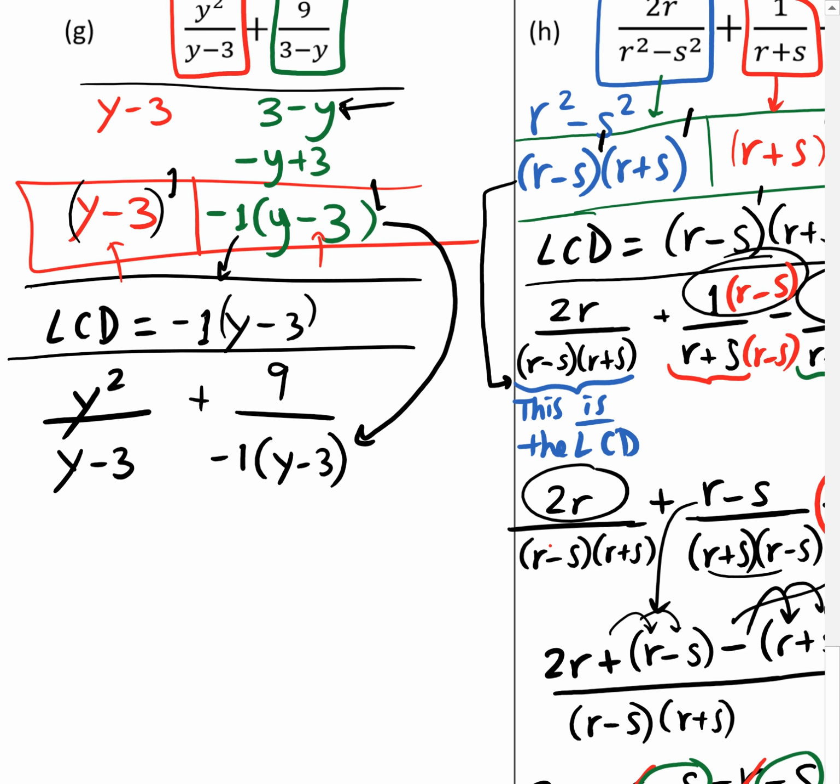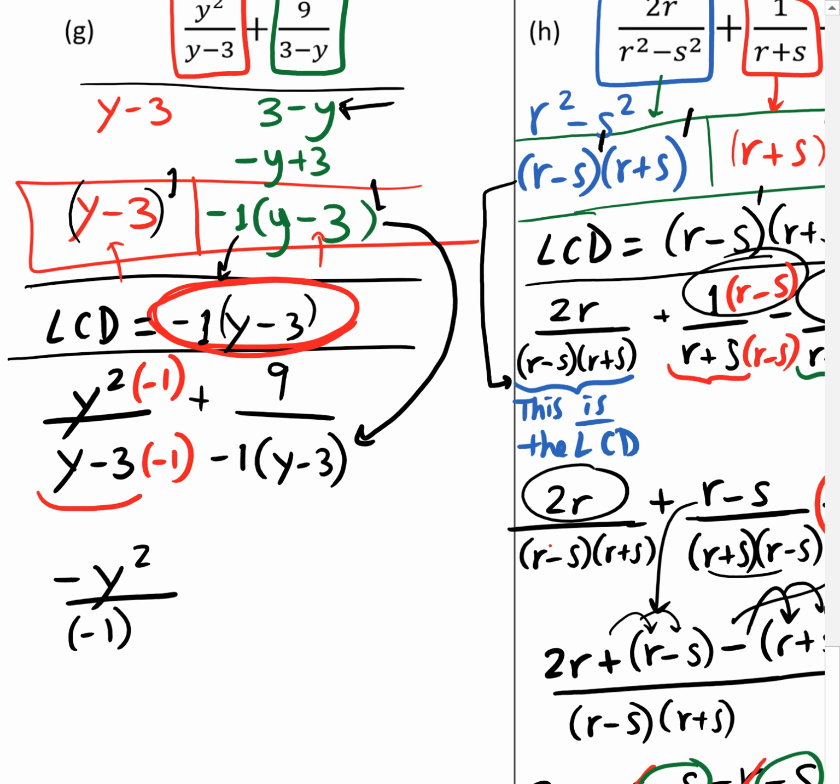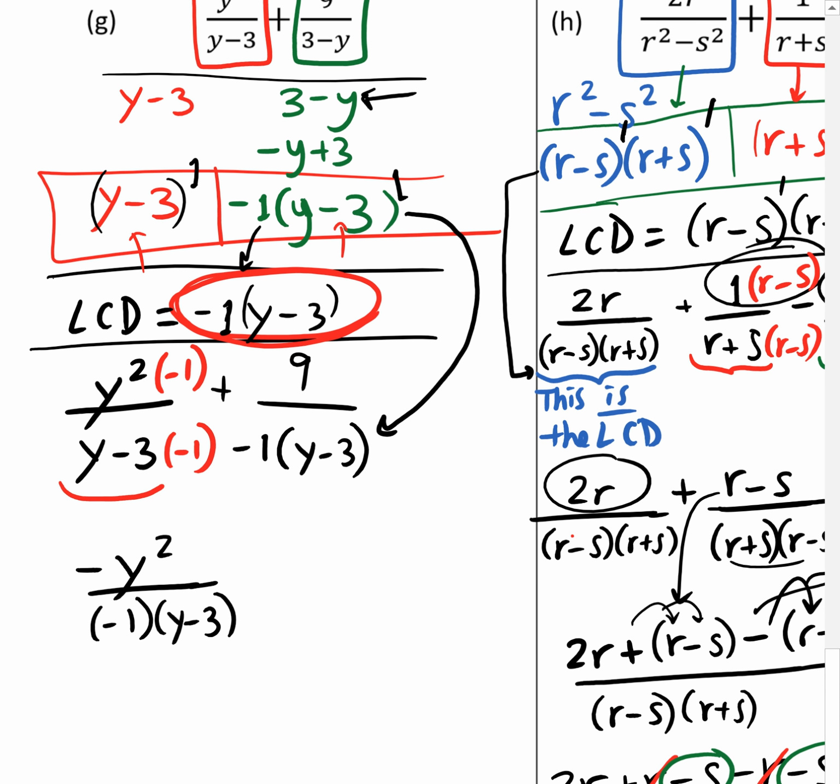Now looking at each individual fraction, let's say the first one, I look at its denominator, y minus 3. What's it missing that the least common denominator has? It's missing the negative 1, because my denominator has the y minus 3, just not the negative 1. So I'll multiply by negative 1 on top, negative 1 on the bottom. On the top, it's y squared times negative 1, that's really just negative y squared. On the bottom, since you want to keep it factored, I'll write the negative 1 in the front, and then the y minus 3. Although you could put the negative 1 on the right, it doesn't matter. I was just trying to make it look more like its friend on the right side.